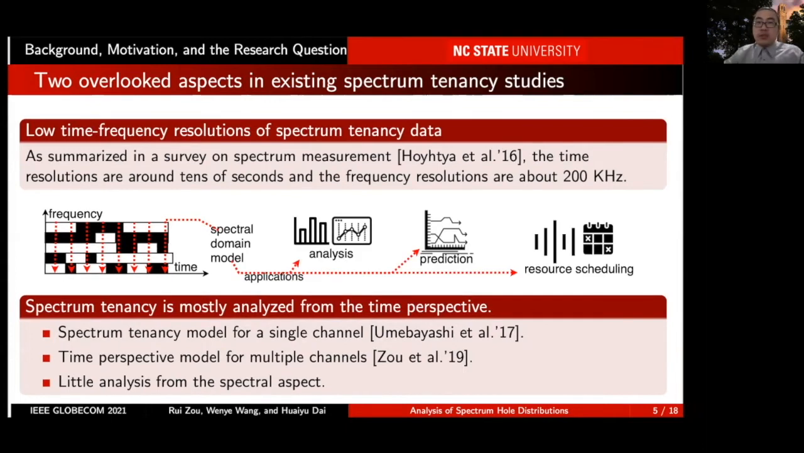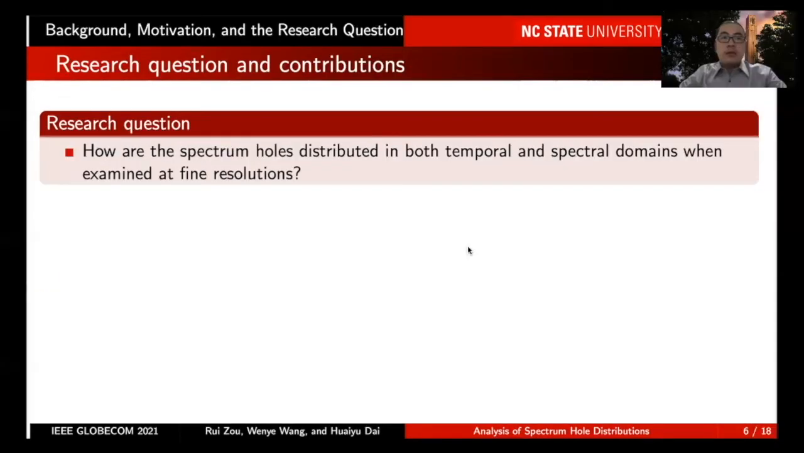The frequency domain of spectrum hole distributions is also an important aspect in spectrum resource analysis, which exerts substantial impacts on spectrum prediction and resource scheduling. To address the overlooked issues, in this paper, we answer how the spectrum holes are distributed in both temporal and spectral domains when examined at fine resolutions.